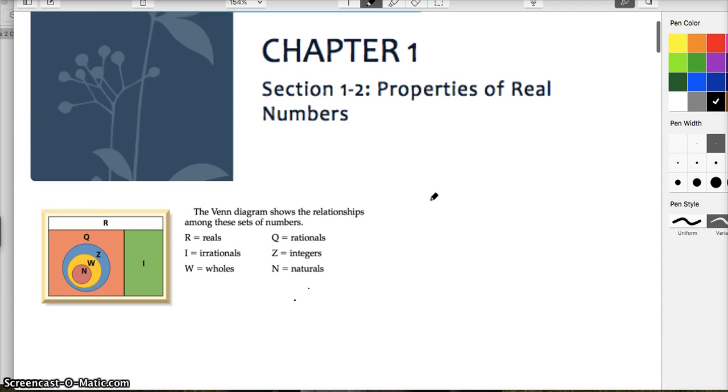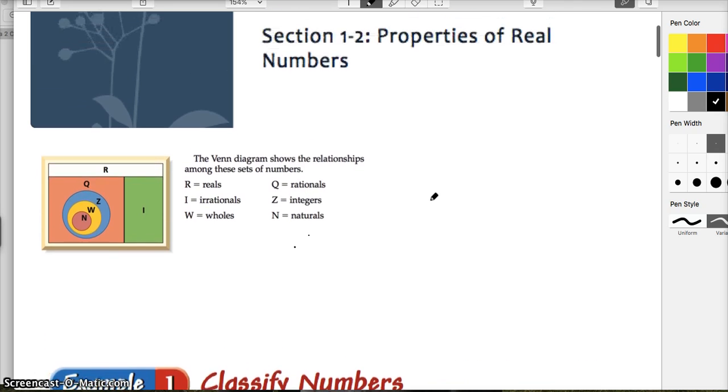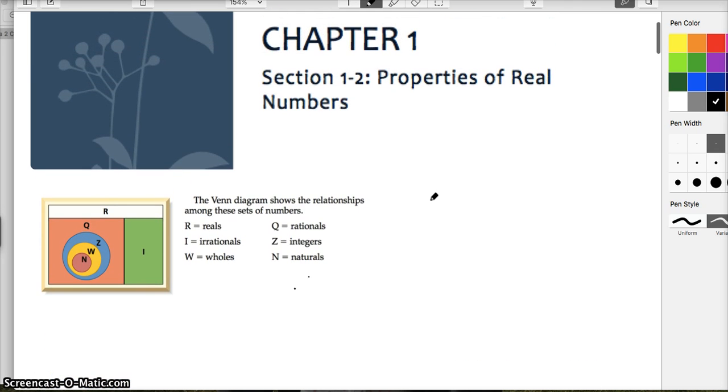Our vocabulary can best be summed up with this beautiful Venn diagram that's going to talk about categories of numbers and where we put numbers and how we can deal with them. This R stands for real numbers. So all of the numbers we're going to talk about today are considered reals. So that's our real numbers.